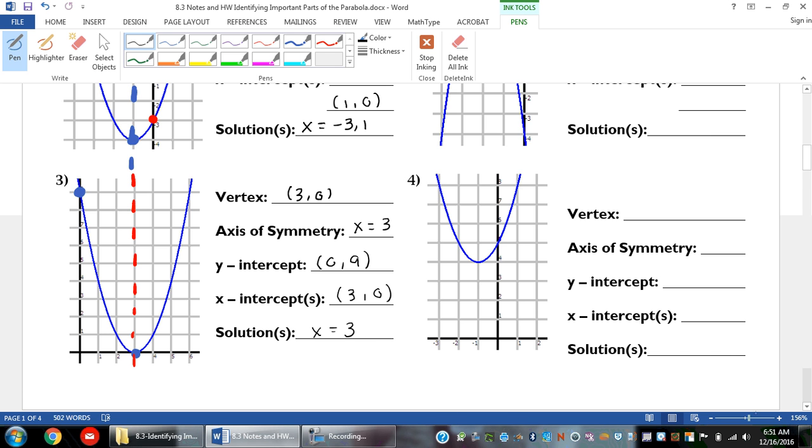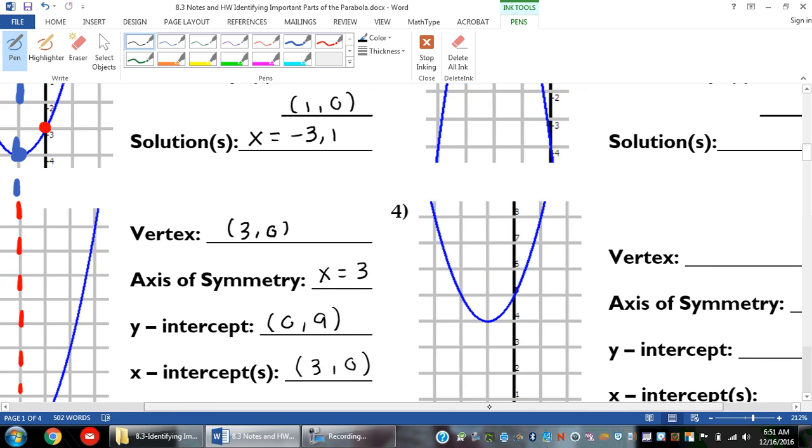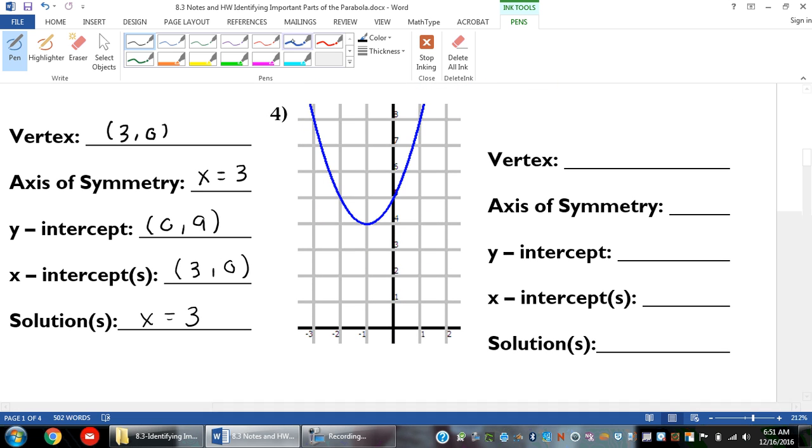All right, let's move on to 4. All right, so my vertex right here is negative 1, 4. The axis of symmetry will be x equals negative 1. My y-intercept is 0, comma 5. Don't forget you have to have parentheses here. Now, do you notice if I have any x-intercepts? Here's my x-axis. Does it cross, or does it intersect at all? No, so I have none. So if I have no x-intercepts, I have no real solutions.